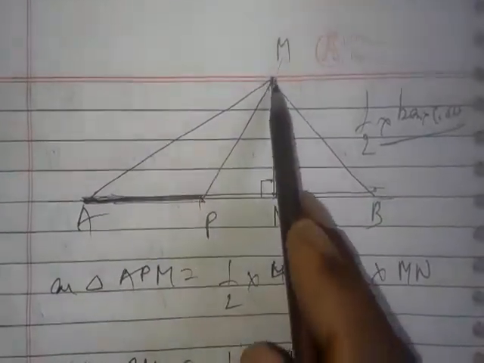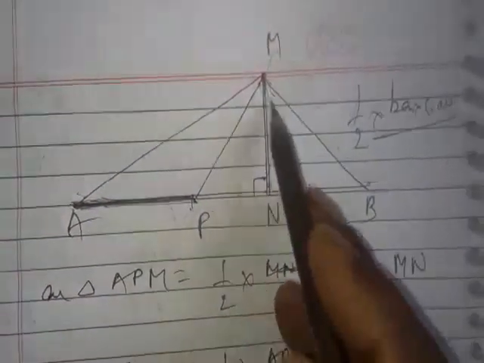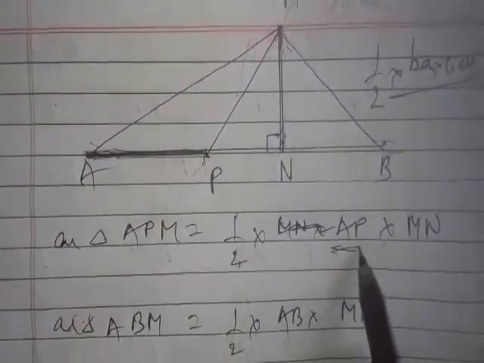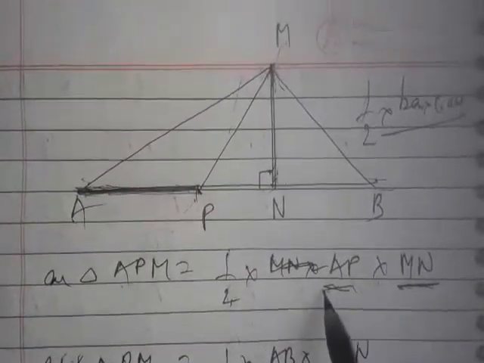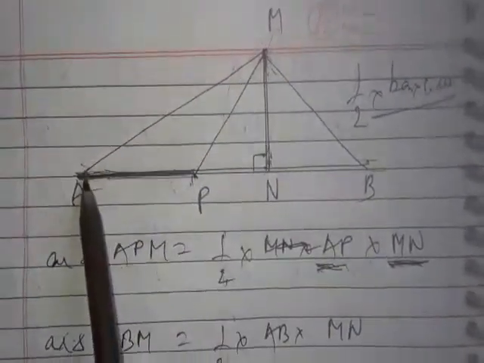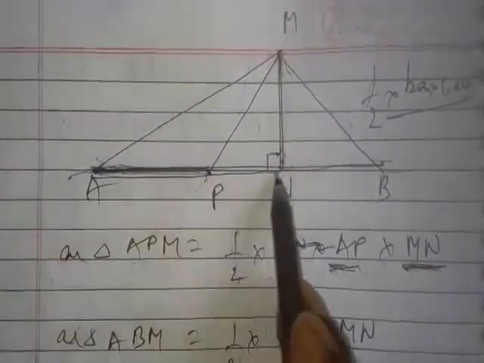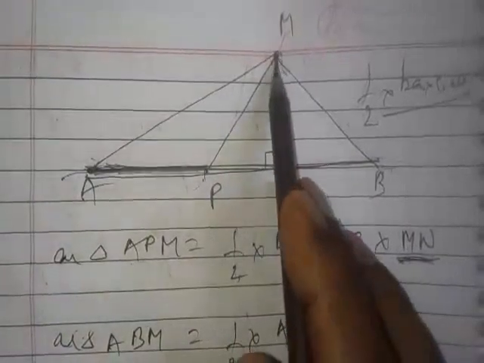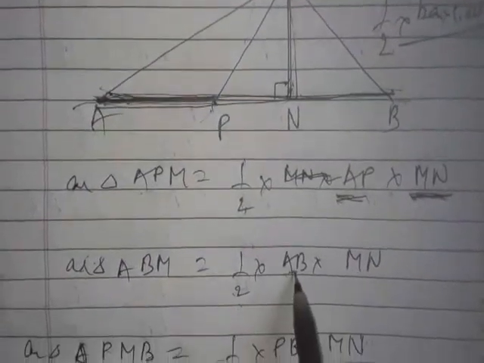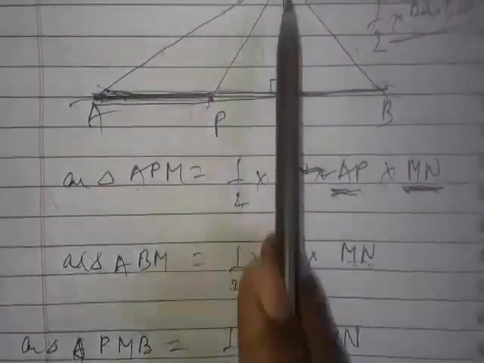It means that in triangle APM, we are having base AP and altitude MN. So the area of triangle APM can be written as half into base into corresponding altitude, that is half into AP into MN. Similarly, to write the area of triangle MAB, our base is the complete base AB, and MN is perpendicular on AB. So we can write half base AB into altitude, because MN is the perpendicular from point M on line segment AB.